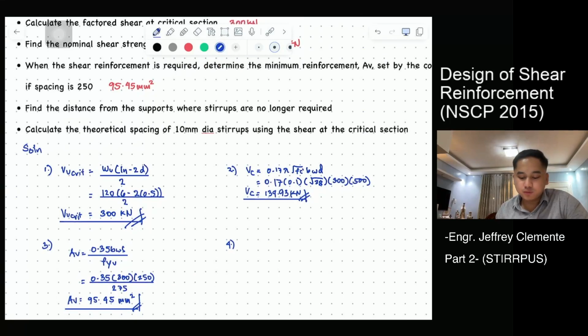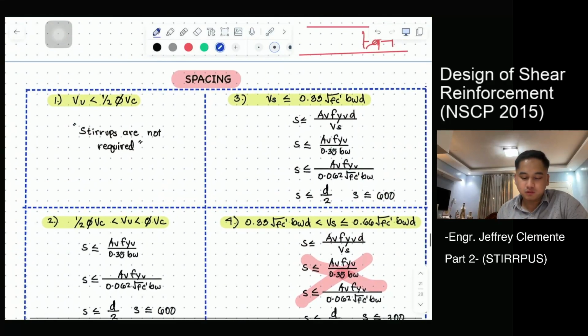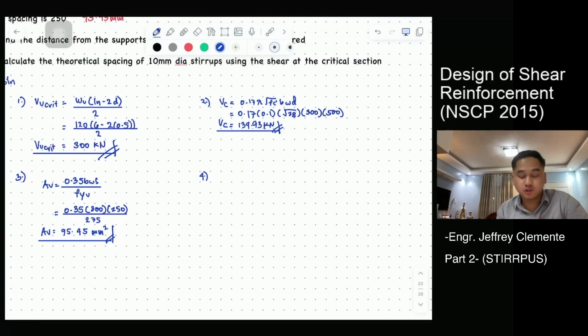Next, number 4. Ito medyo may trick na. Find the distance from the support where stirrups are no longer required. So, kailan ba hindi required ang stirrups? Tingnan natin dito. Back to back here. When Vu is less than 1/2 φVc, stirrups are not required. Diba?